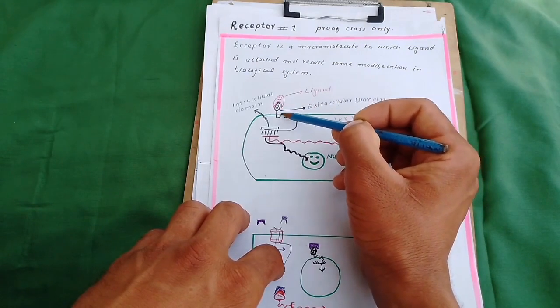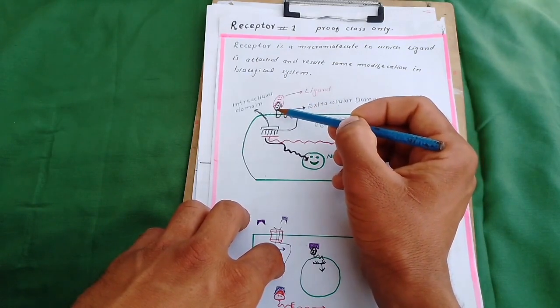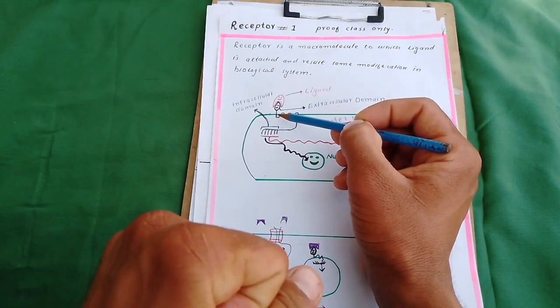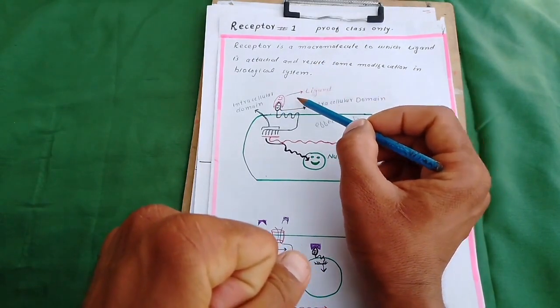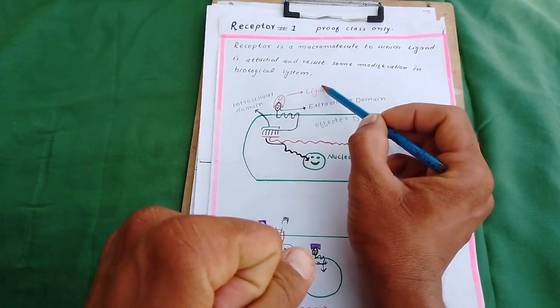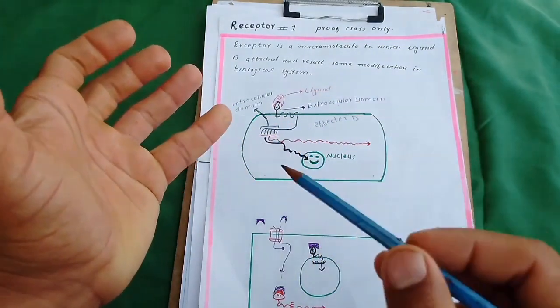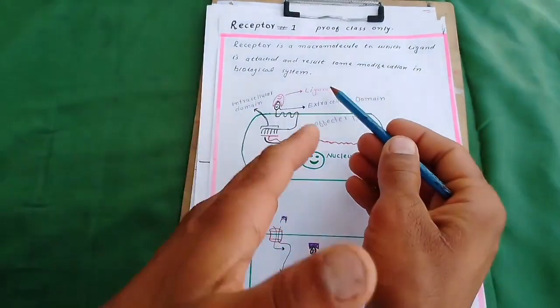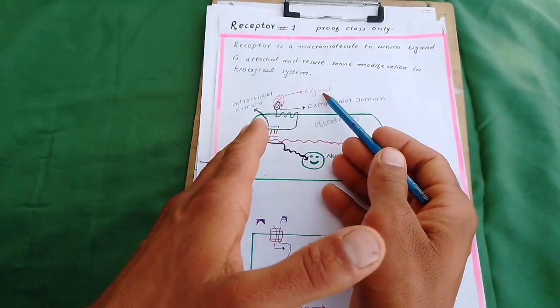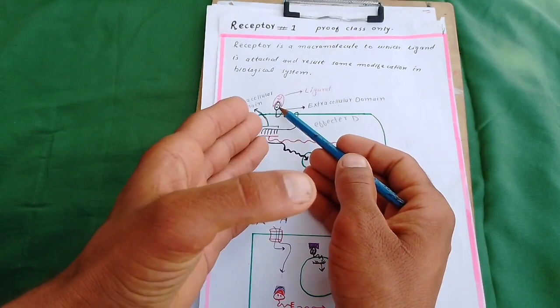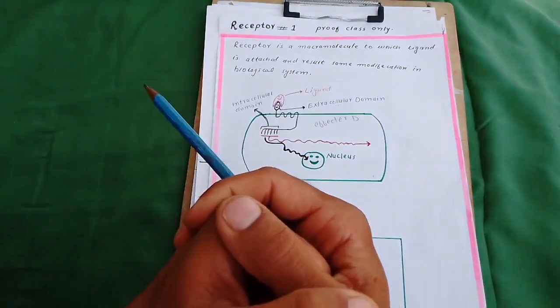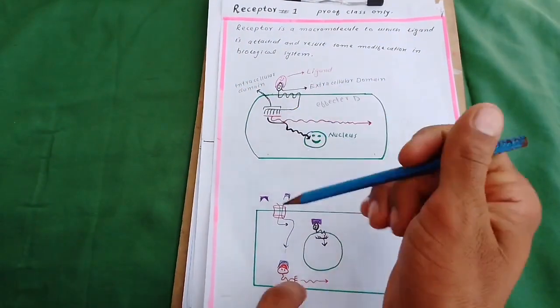Why is it present on the surface of the cell membrane? Because the ligand which attaches to this receptor is non-permeable, due to its large size and greater charge. So the ligand is non-permeable, and for this ligand, the receptor is naturally present in the cell membrane. Okay, so this is the extracellular receptor.